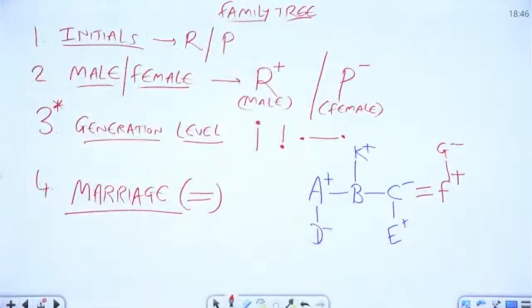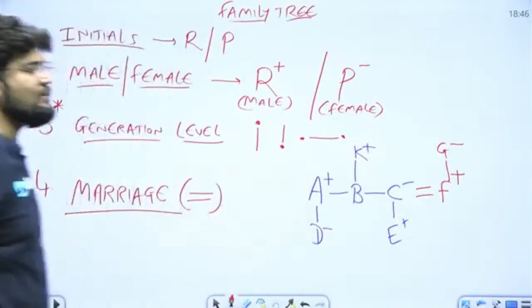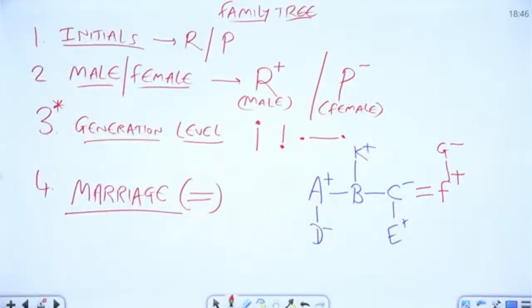Now how is G related to C? So G is the mother-in-law of C. How is C related to G? C is the daughter-in-law of G. How is E related to G? E is the grandson of G. And how is G related to E? G is the paternal grandmother of E.